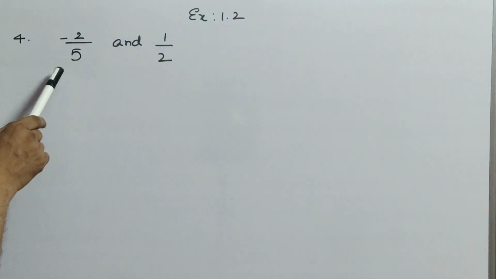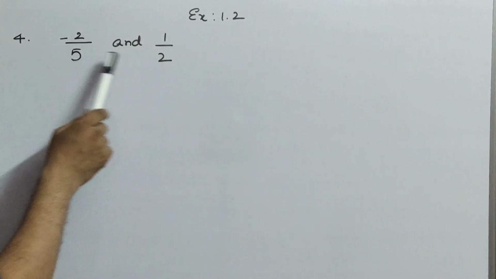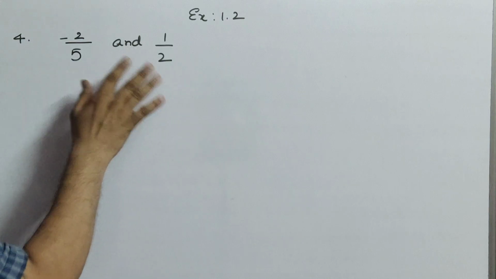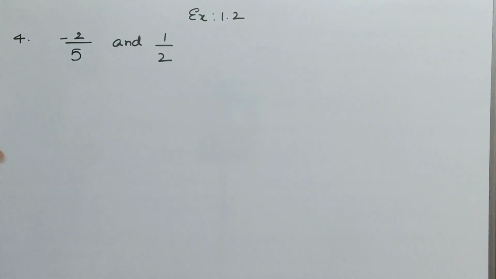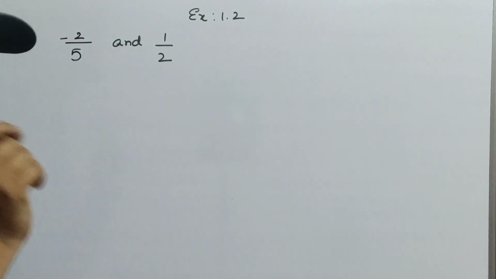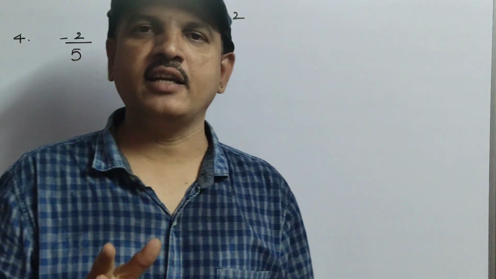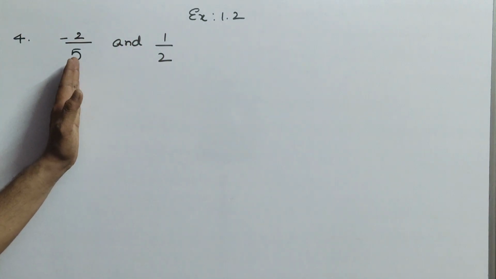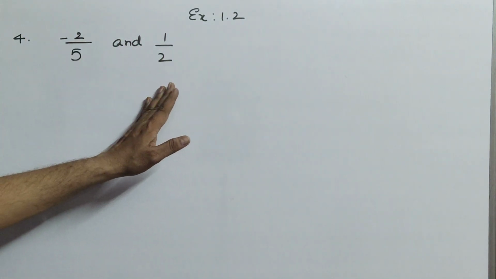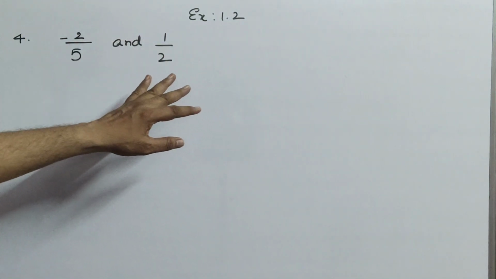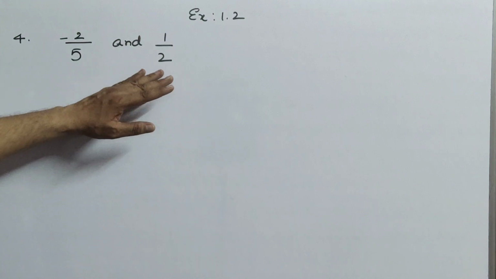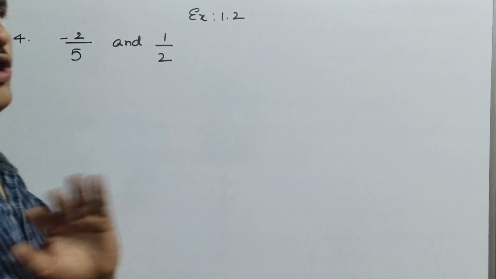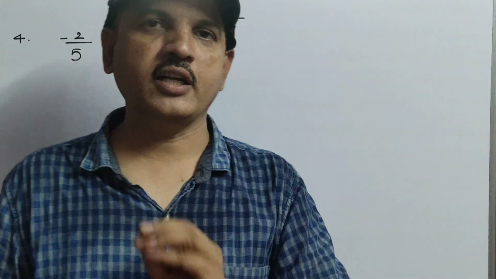Here the question he asked: find 10 rational numbers between -2/5 and 1/2. So exactly 10 he is asking. He is asking for only 10 numbers. If you take exactly 10, you are not going to get the exact numbers between -2/5 and 1/2. In some cases you may get, but 90% of the time the chances are not there. Unless I explain the sum, it will not be clear.